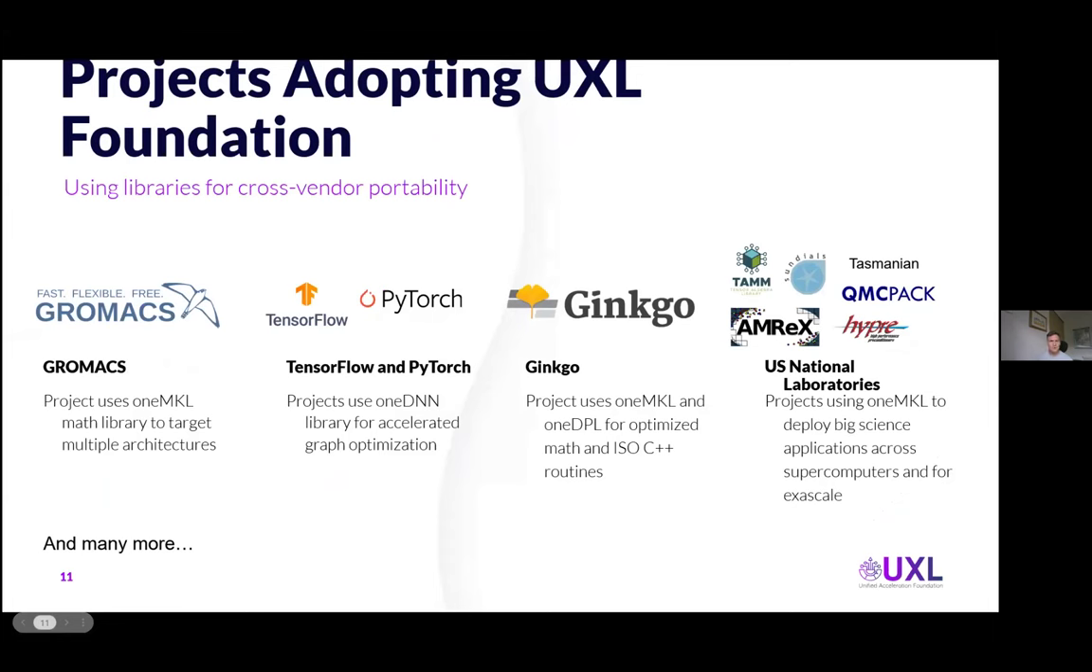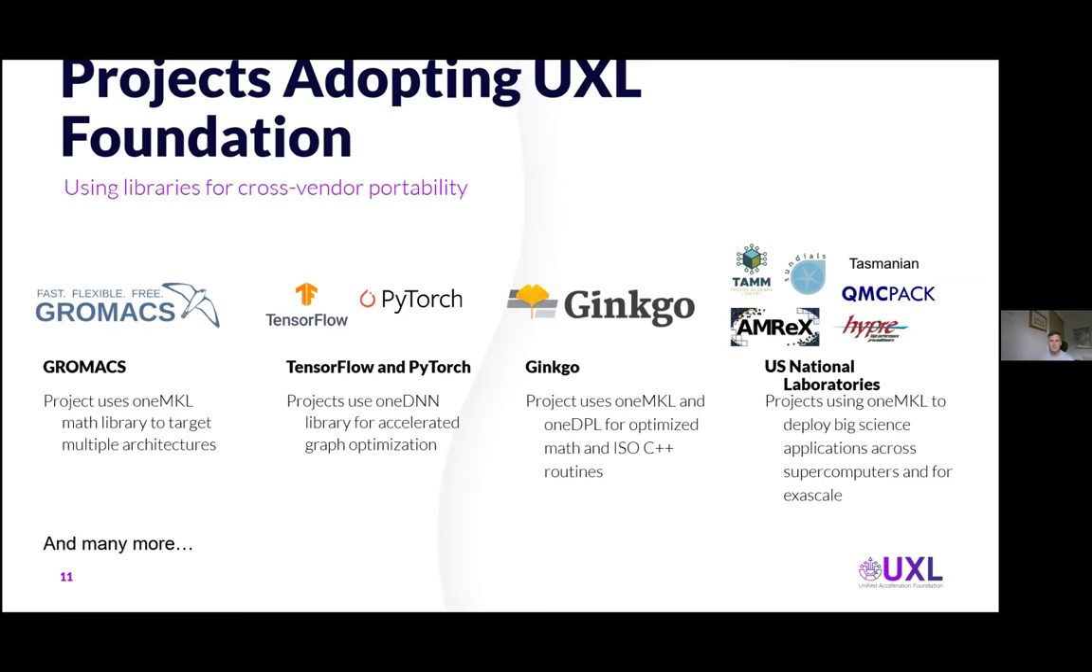So I just want to talk about a small number of projects that are already taking advantage of the libraries that the foundation is governing. The GROMACS project, which is a big science application and actually one of the most popular projects in the world, is using the oneMKL library for portable math operations. Both PyTorch and TensorFlow are using the oneDNN project to accelerate graph optimization through their frameworks. The Ginkgo project is a linear algebra library and has some ongoing work to use both oneMKL and oneDPL to enable some optimized math routines that can run across different vendor targets.